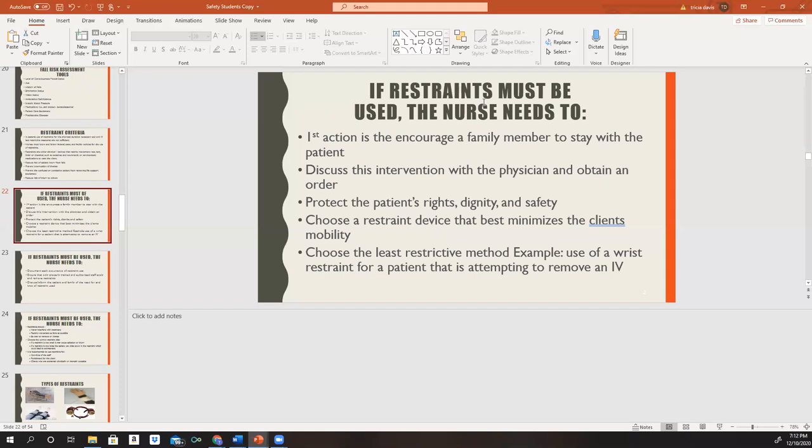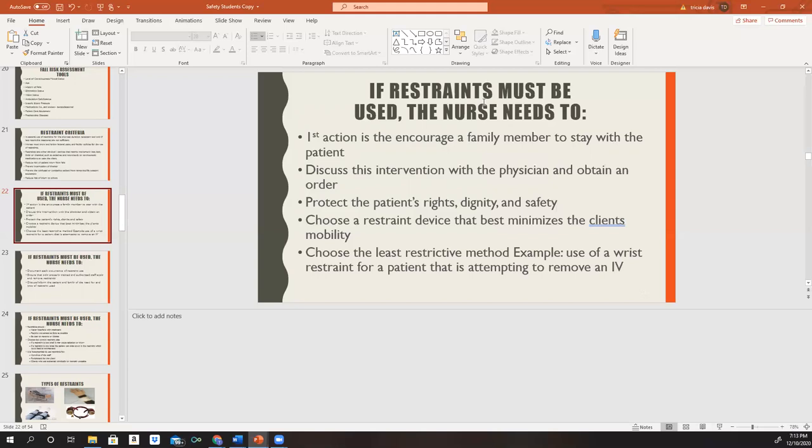You want to discuss the intervention with the physician and obtain an order. So what we do as nurses is if we have a patient that is acting out and they're pulling on their lines, we put mittens on them or whatever we need to get them safe and from pulling on things. And then my next phone call is to the doctor. The doctor comes and sees the patient, and then he puts an order in for the restraints.